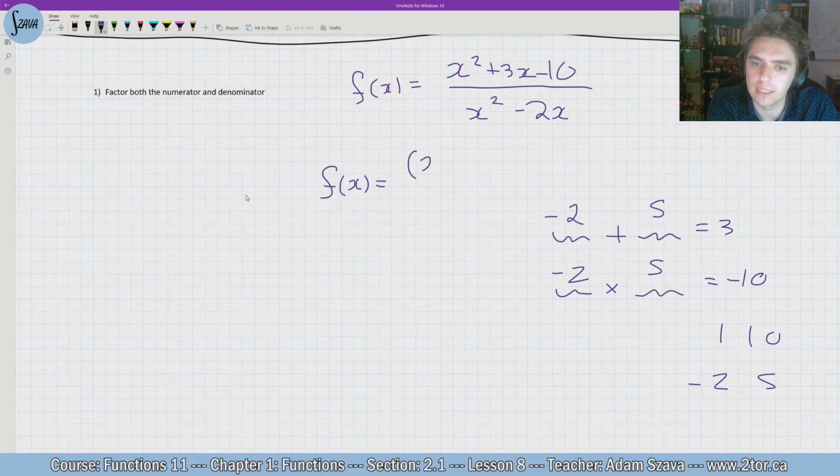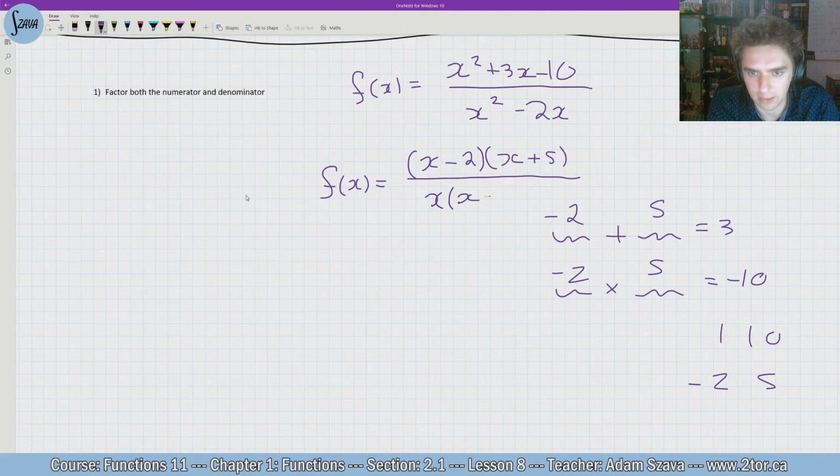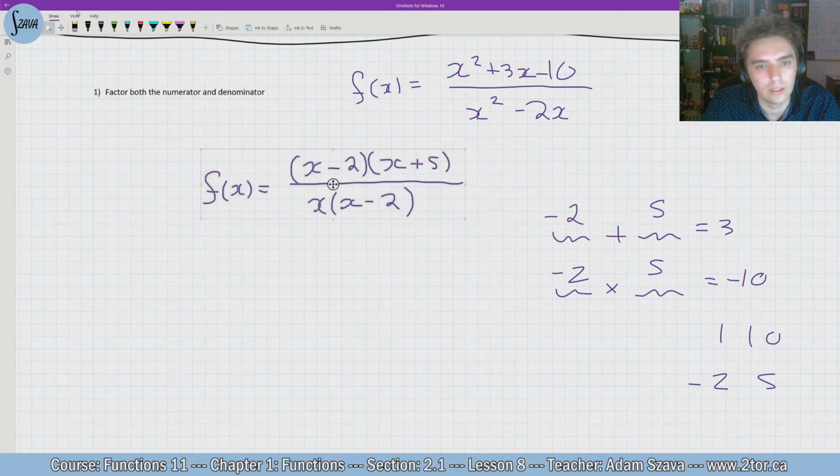So the numerator is x minus 2, x plus 5, and the denominator, well, we've got to factor this. Here we don't have to do anything fancy. I can just common factor out an x. So what's left? x minus 2. Just divide everything by x here, and we get x times x minus 2. You can distribute this back in if you want to see that that's equal to our original denominator. Okay, so I successfully factored our denominator here.